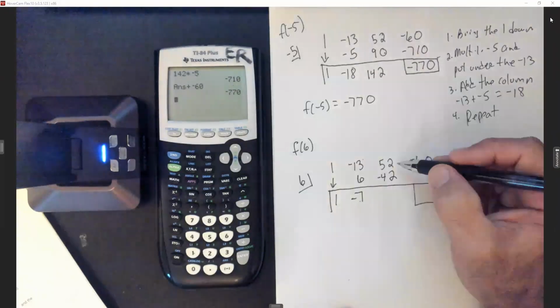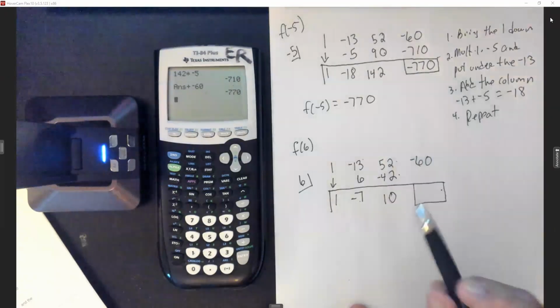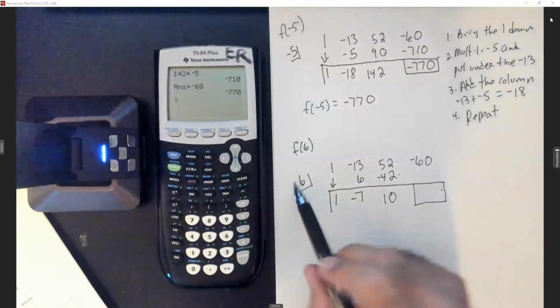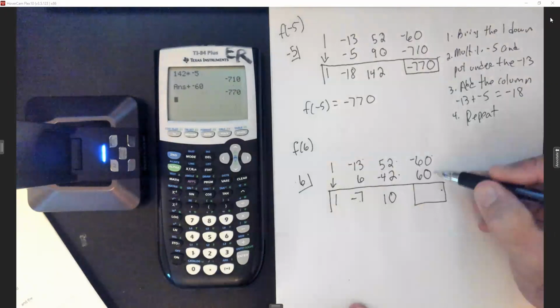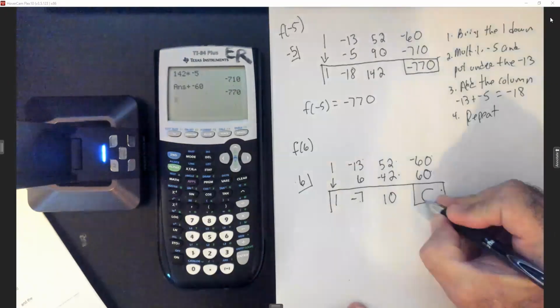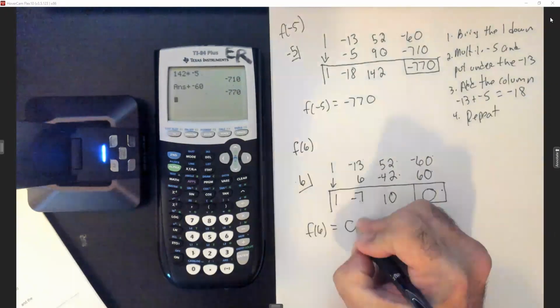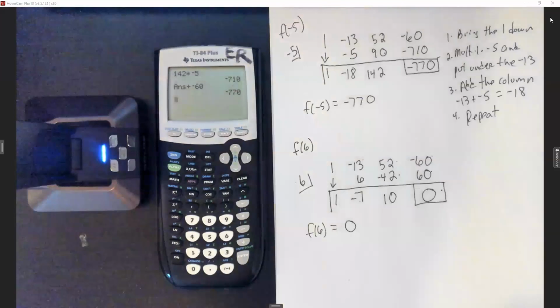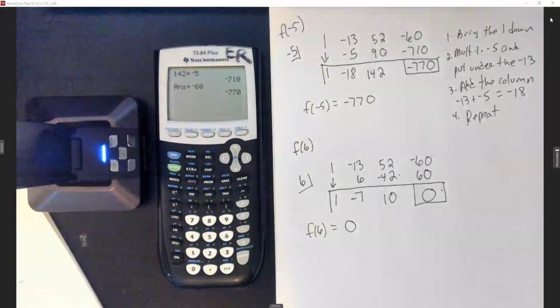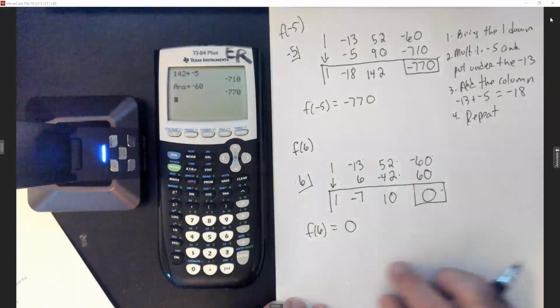52 minus 42 gives me a 10. And then I repeat the process one last time. 10 times 6 is 60. And then negative 60 plus 60 gives me a 0. So that means f of 6 equals 0. So y'all, it's not too bad. You just get used to the little pattern on it, okay? And watch for missing terms on those.